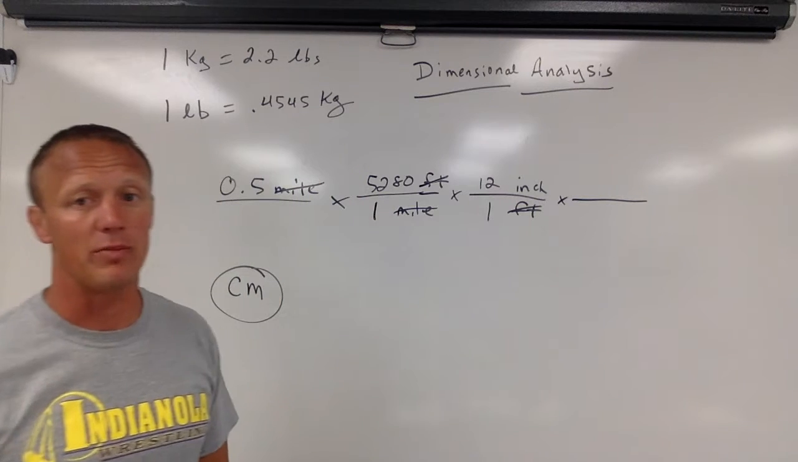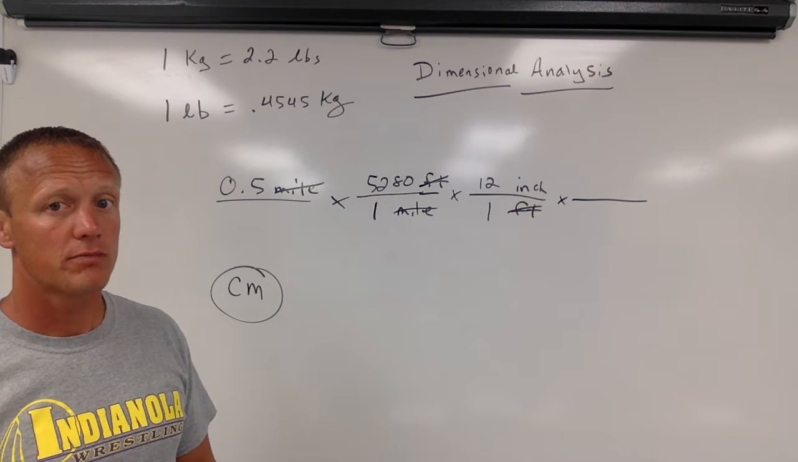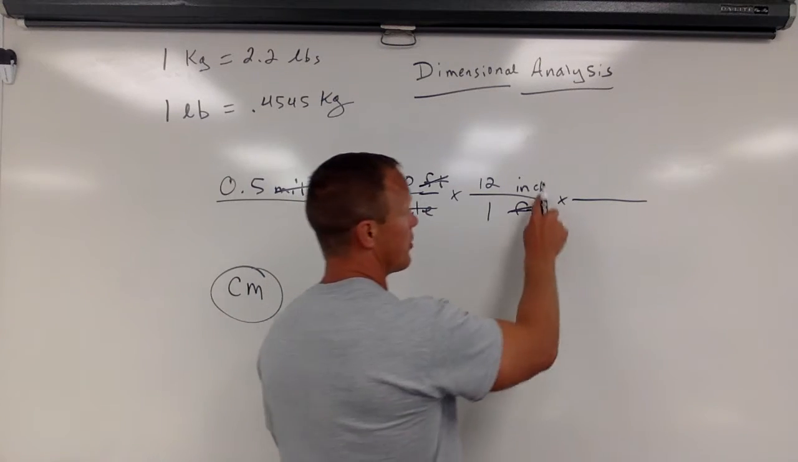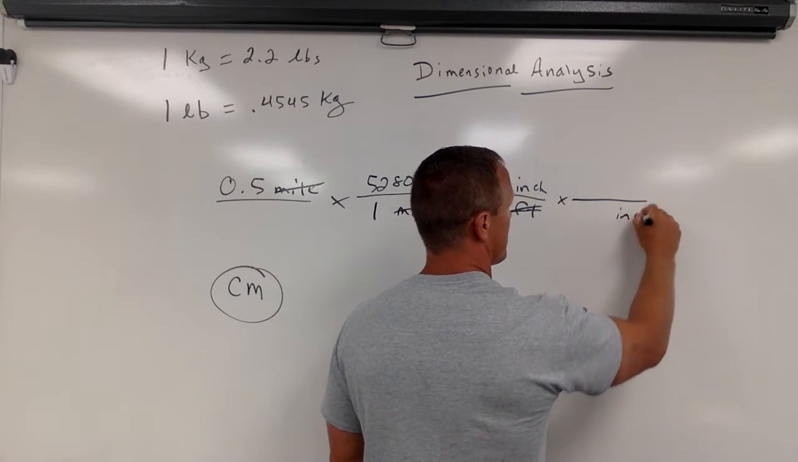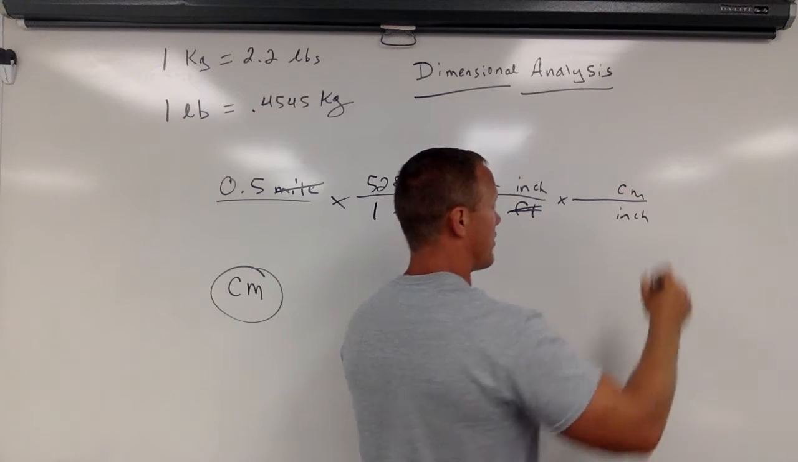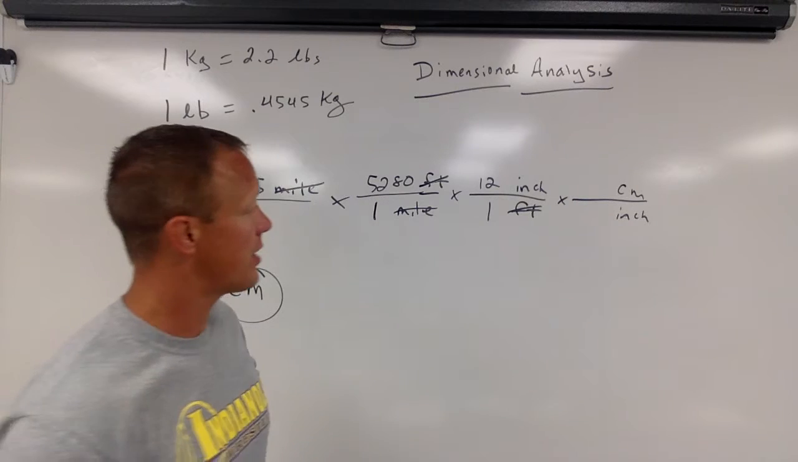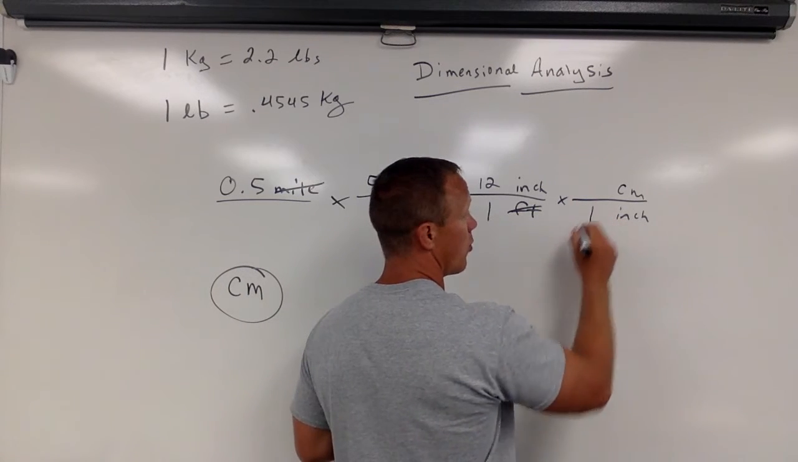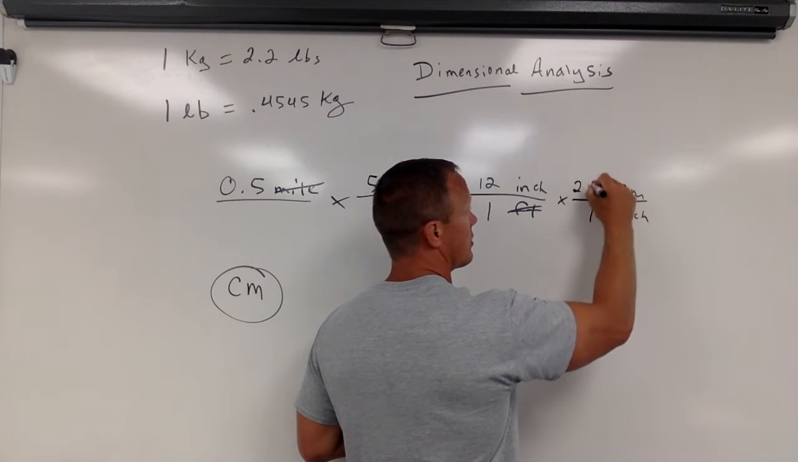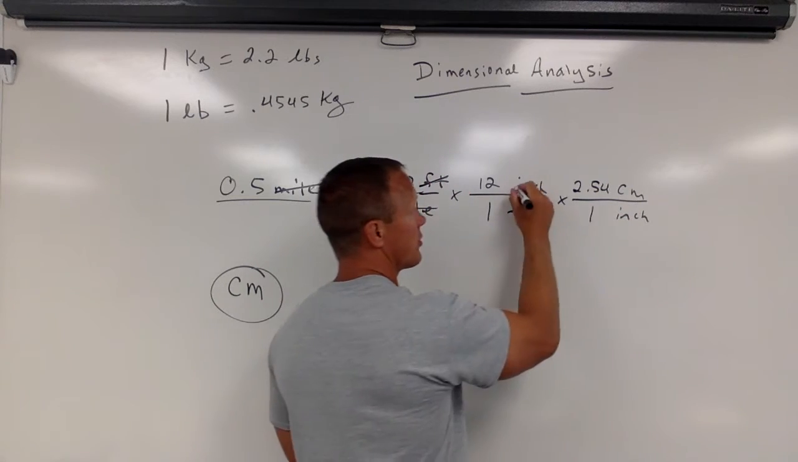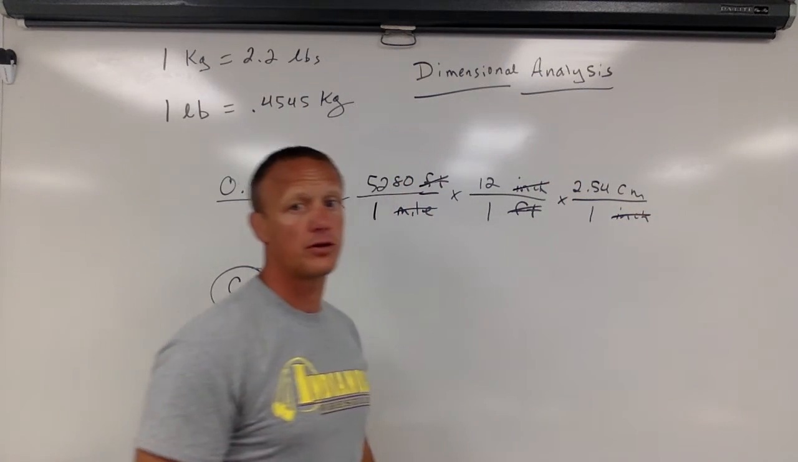Again, if we stopped right now, we'd be at inches. We want to get to centimeters, so put inch on the bottom. And there's a conversion on the sheet from inches to centimeters. And every 1 inch is 2.54 centimeters. So inch cancels, inch cancels.